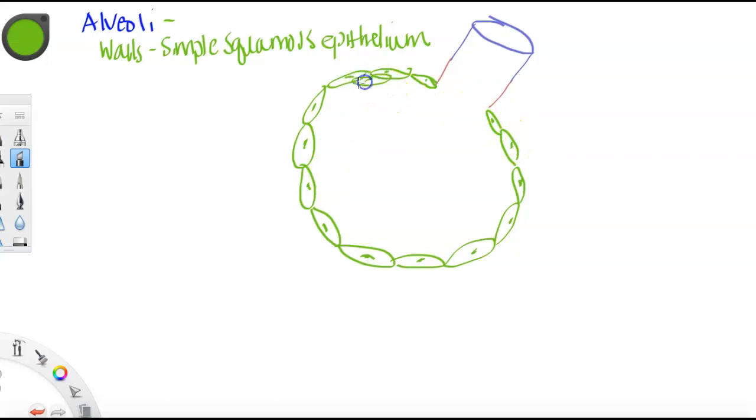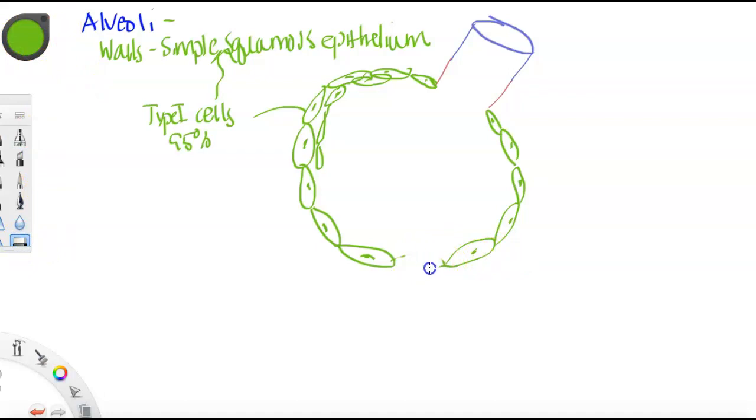So all the walls are just a huge layer or just a big sheet of squamous cells. All right, so these squamous cells actually are called type 1 cells. And type 1 cells make up about 95% of the cells in the alveoli, and again, these are the simple squamous cells of the walls. Okay, now there are other types of cells in here.